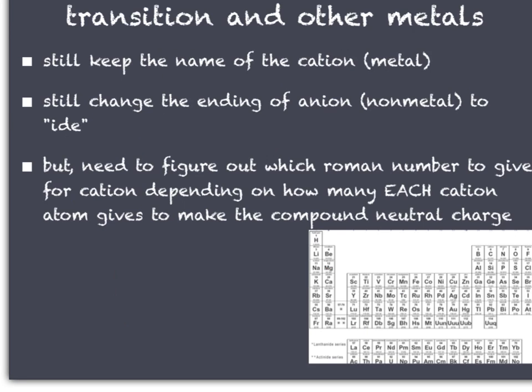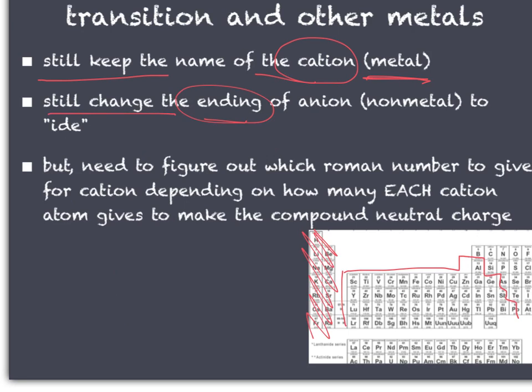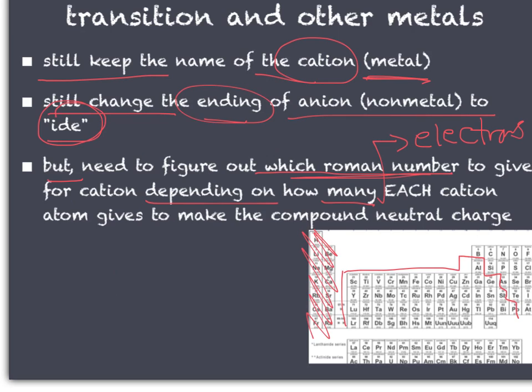Now, when I'm joining together any other metals other than the ones in group 1 and 2, so all of these, then I still keep the name of the cation, so I still keep the name of the metal, and I still change the ending of the anion to say "ide," like chloride. But I need to figure out how many Roman numerals to give, depending on how many electrons each cation atom gives to make the compound a neutral charge.